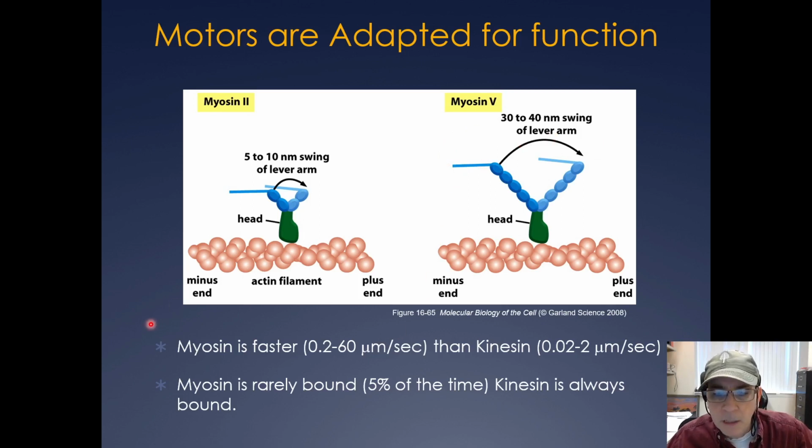Here are some characteristics of the motors that I think you should know. Myosin is faster than kinesin, by quite a bit, and we saw that in the video, where the kinesin was lumbering along as it moved down the microtubule. In general, myosin is rarely bound, only about 5% of the time, whereas with kinesin at least one foot, or motor domain, of the molecule is almost always bound to the microtubules.